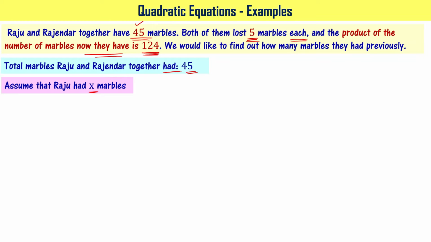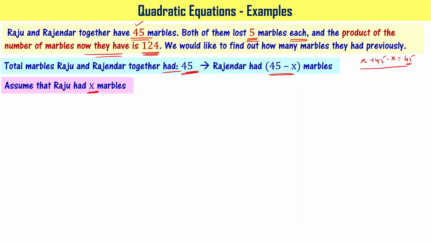Okay, together they had 45, right? And I am saying that Raju had X. It means Rajendra had 45 minus X, right? Because X plus 45 minus X is 45. This is what initially they had, right? We assumed that Raju had X marbles.